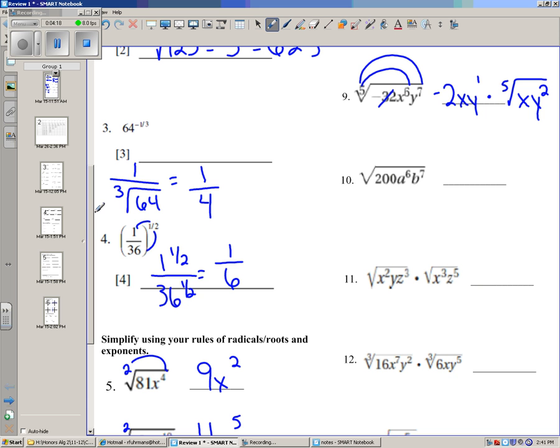All right, let's move along to number 10. Again, not everything is perfect. I'm going to first break down the 200 into 100 times 2. So the 100 can come out and become 10. The 2 is going to stay in there.